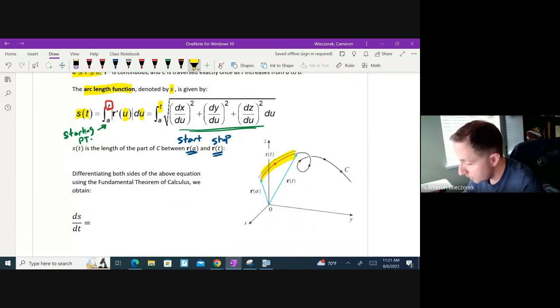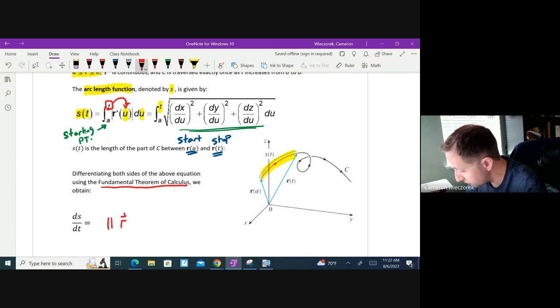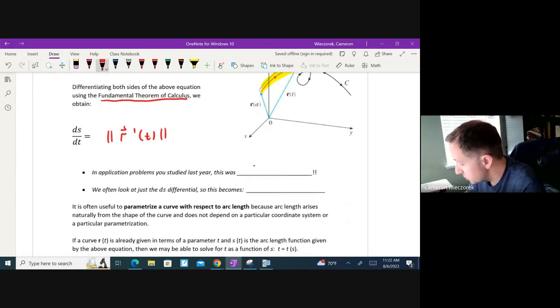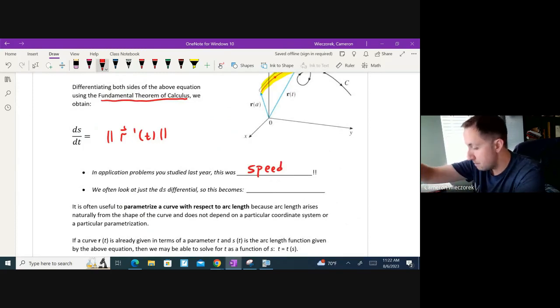Okay. Differentiating both sides, if I take the derivative of that accumulation function, something you guys did last year, the fundamental theorem of calculus says that I can plug that upper bound of t in for u. So ds dt would be the magnitude of r prime of t. Depending on what textbook you use, that could either be part 1 or part 2 of the fundamental theorem of calculus. And in application problems that you studied last year, this was speed. It's the magnitude of that velocity vector.